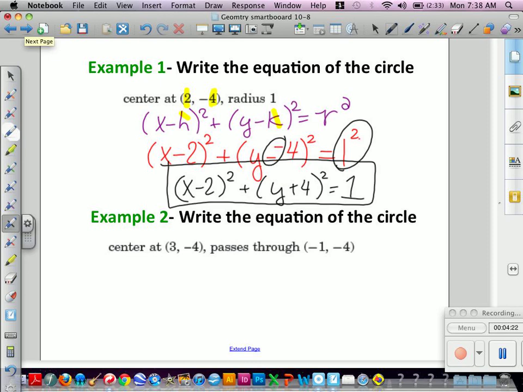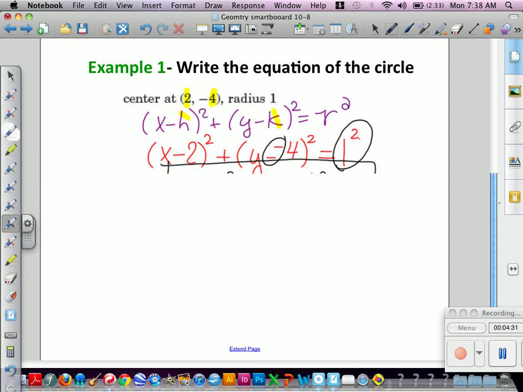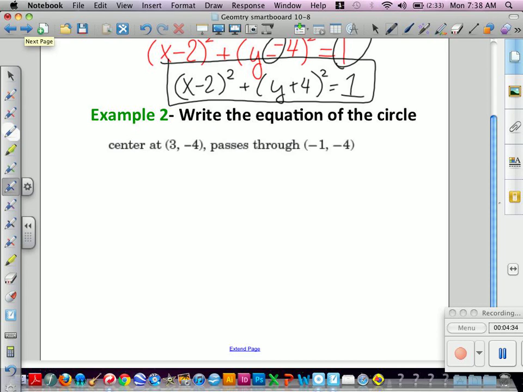Let's look at example number 2. Write the equation of the circle, given the center point of (3, -4), and it passes through (-1, -4). So I'm going to use my circle equation, (x minus 3) squared, where this is my h and this is my k, plus (y minus -4) squared. And I don't have the radius at this point, so that's what I need to find. I need to find the radius.